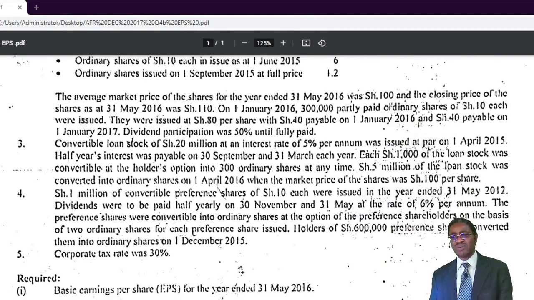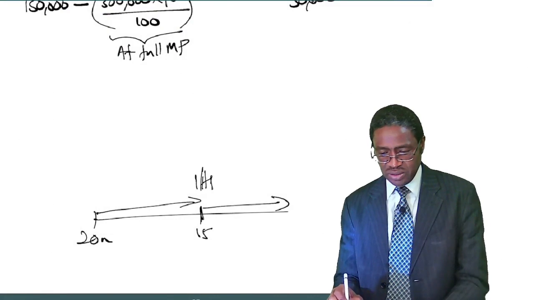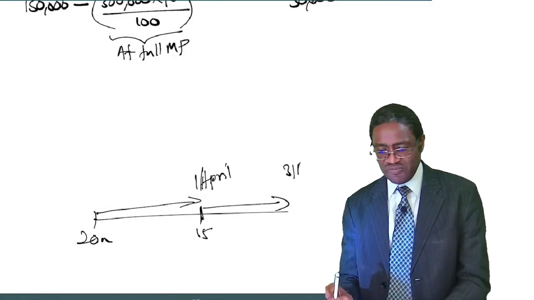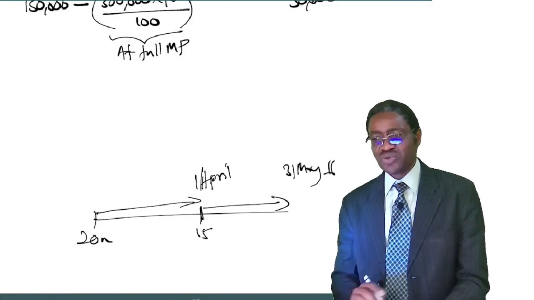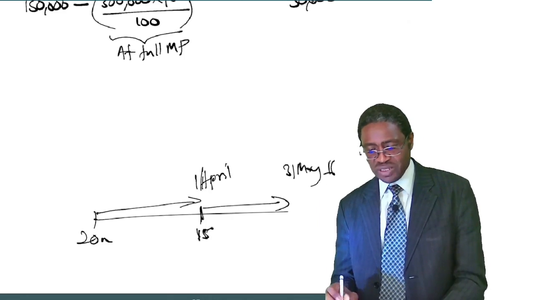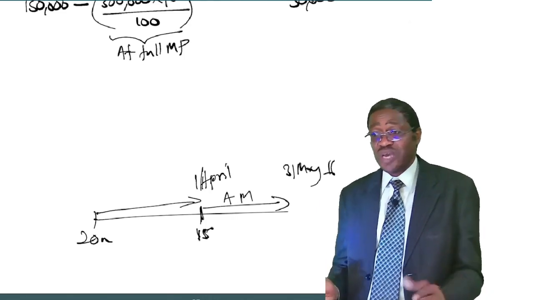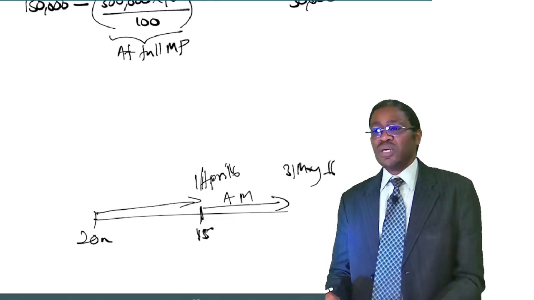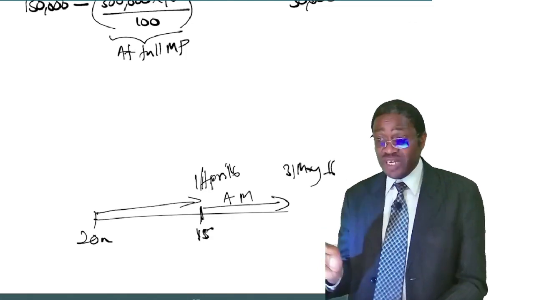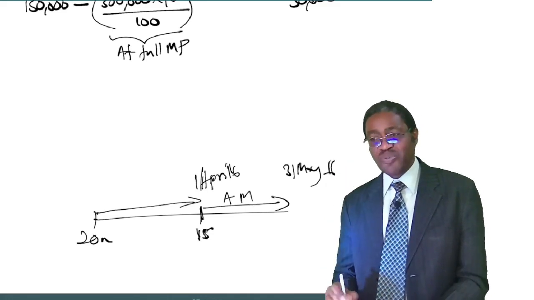Note number 3 says they converted on 1st April 2016. The year is ending on 31st May 2016. So it is obvious, they converted, and we continued paying on 15 for the month of April and May only. Because if they converted on 1st April 2016, then we must have paid interest on 15 million for the month of April and May.